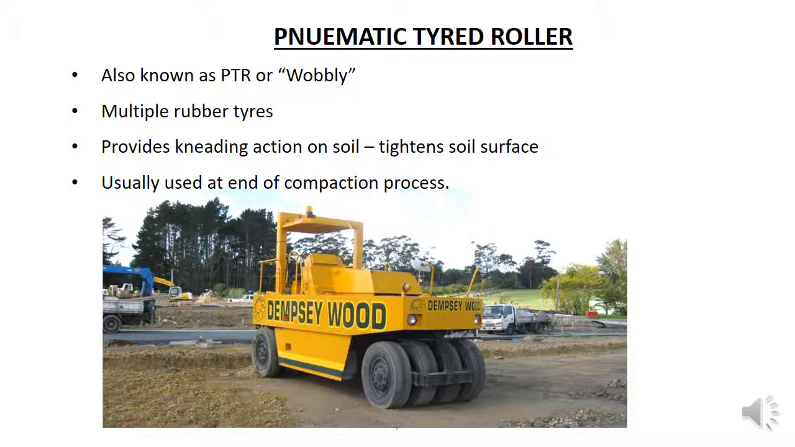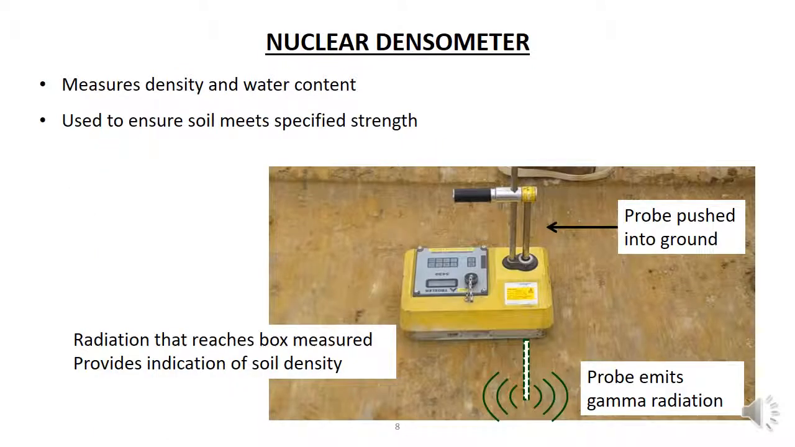PTRs are usually only used at the end of the compaction process in secondary compaction, when the final formation level and shape have been achieved. So let's look at the compaction process in a little bit more detail.